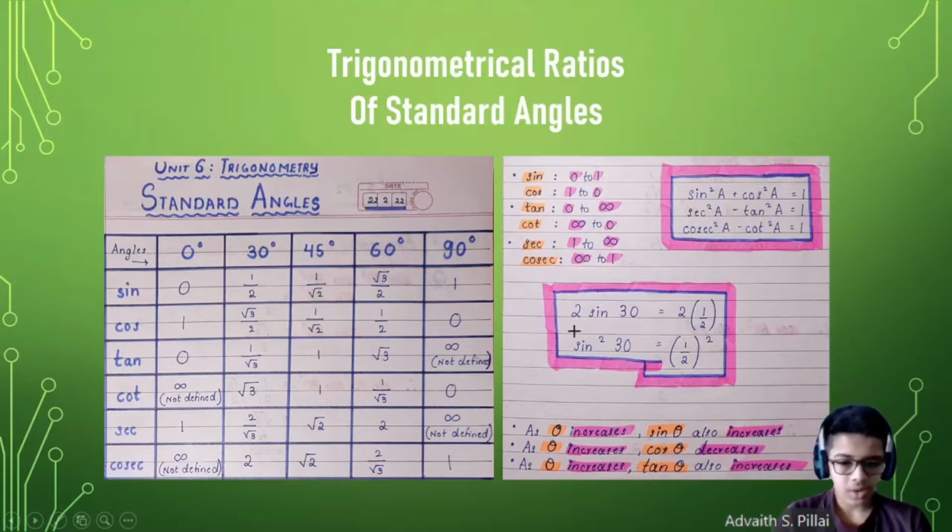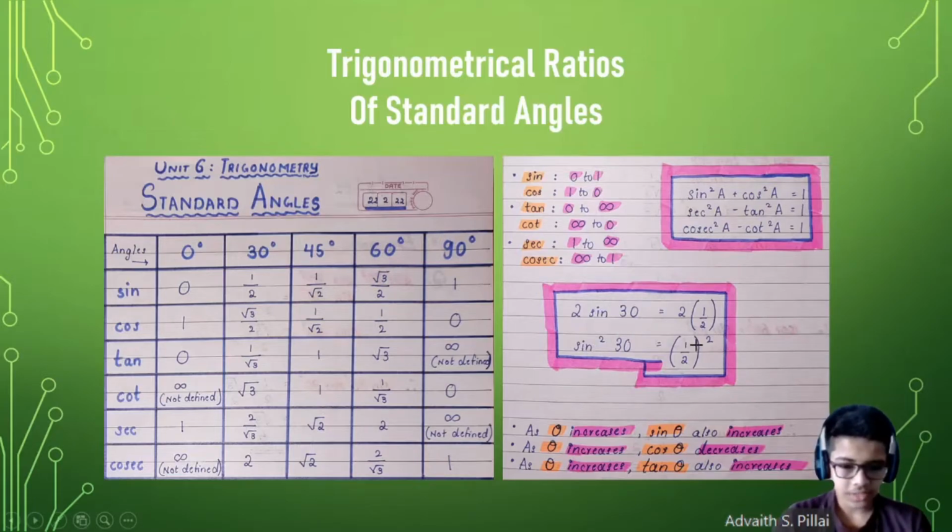Now let's look at what this means. 2 sine 30 is 2 multiplied by the value of sine 30. So it means 2 into 1 by 2, as sine 30 is 1 by 2, and sine square 30 is the square of the value of sine 30.